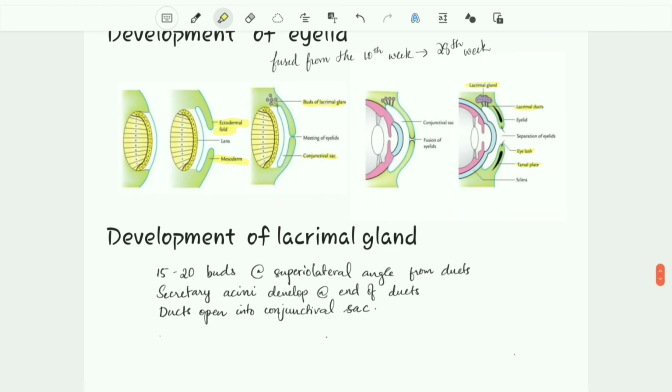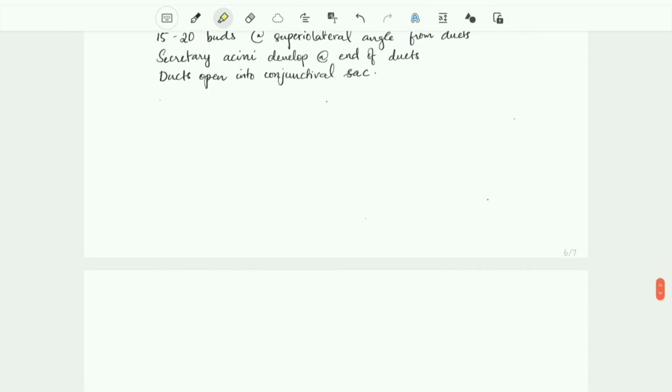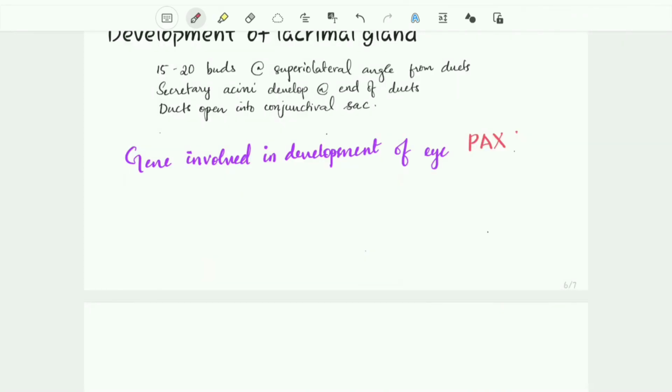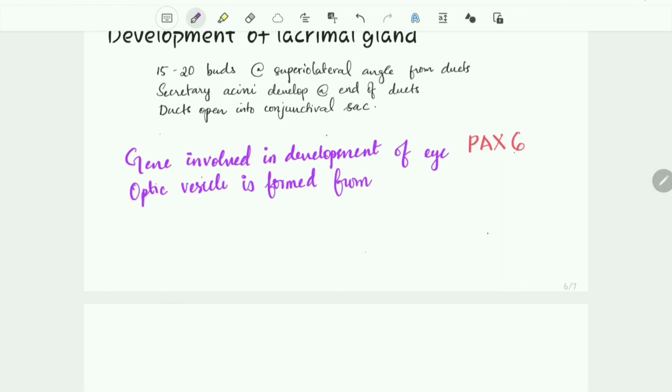Now for a few random things. The gene involved in the development of the eye is PAX6. The optic vesicle is formed from the diencephalon. The eye continues to grow till the age of 16. At birth, the eye is hypermetropic.